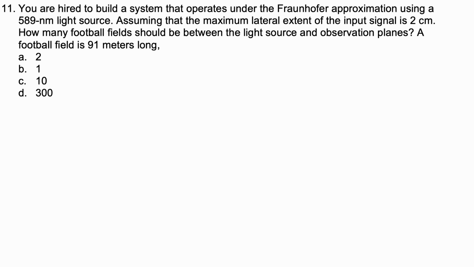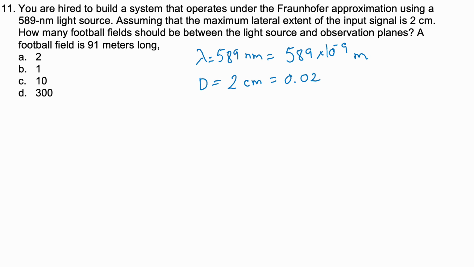So the third problem is that you are hired to build a system that works in Fraunhofer approximation, right? And they are telling you that the wavelength that you are using is 598 nanometers. So remember, that's gonna be 598 times 10 to the minus 9 meters. And they are assuming that the maximum lateral extent of your input is gonna be 2 centimeters. So I'm putting everything into the international system. So I'm putting everything in meters.